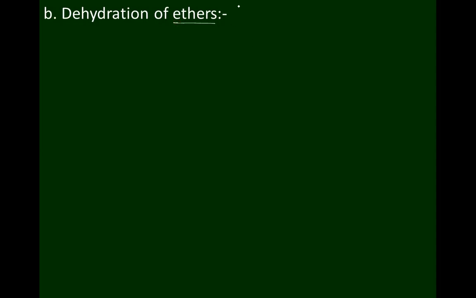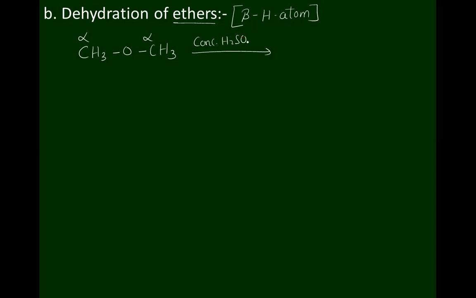This is possible if the ether contains a beta hydrogen atom. If the ether contains at least one beta hydrogen atom, then only the dehydration reaction is possible. For example, take CH3OCH3, a normal ether. This is the alpha carbon atom. On heating with either concentrated H2SO4 or Al2O3, there is no reaction, because this ether does not contain a beta hydrogen atom.